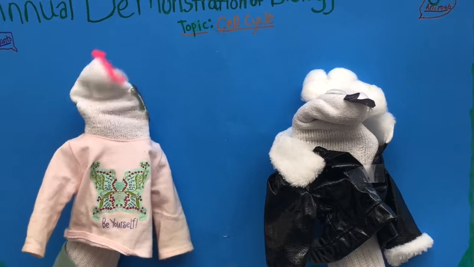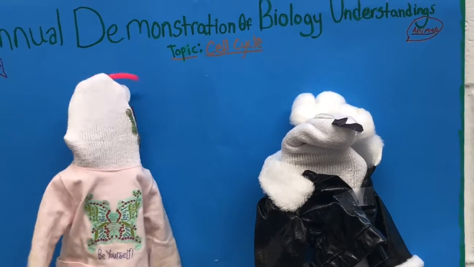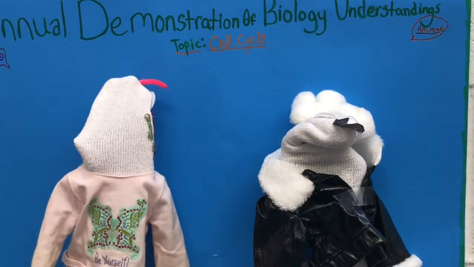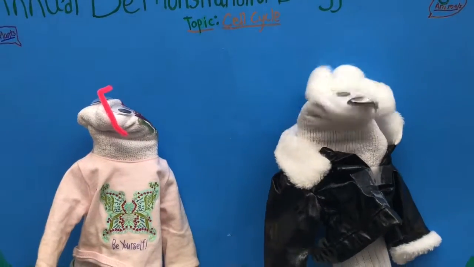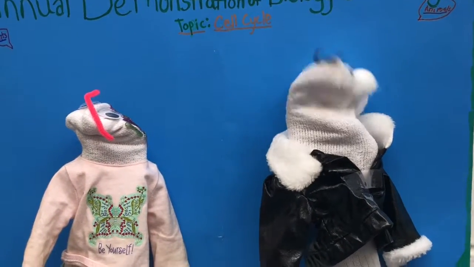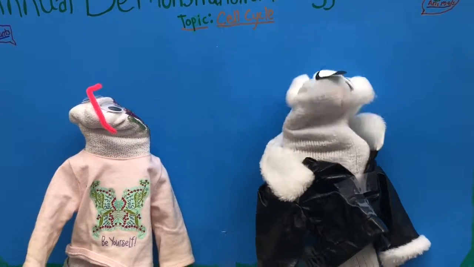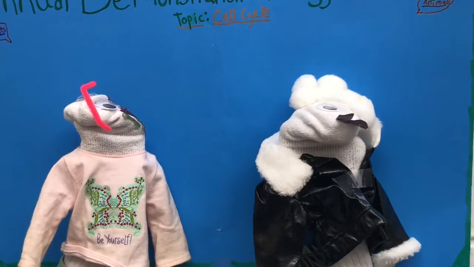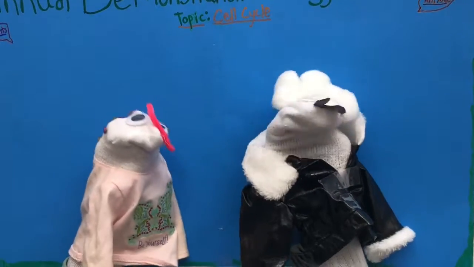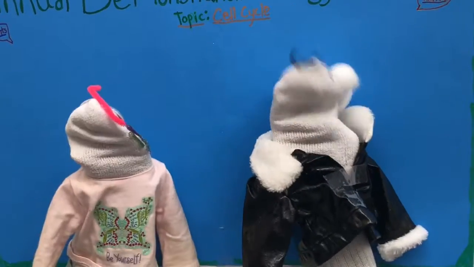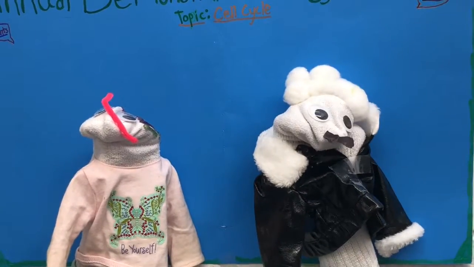Annual demonstration of biology understandings. This year's topic is the cell cycle. What is the cell cycle, you ask? Well, it's the regular pattern of growth, DNA duplication, and cell division that occurs in eukaryotic cells. But the real details of the process, we'll leave that to our first group of contestants. Will they be able to show the process in the best way and win?